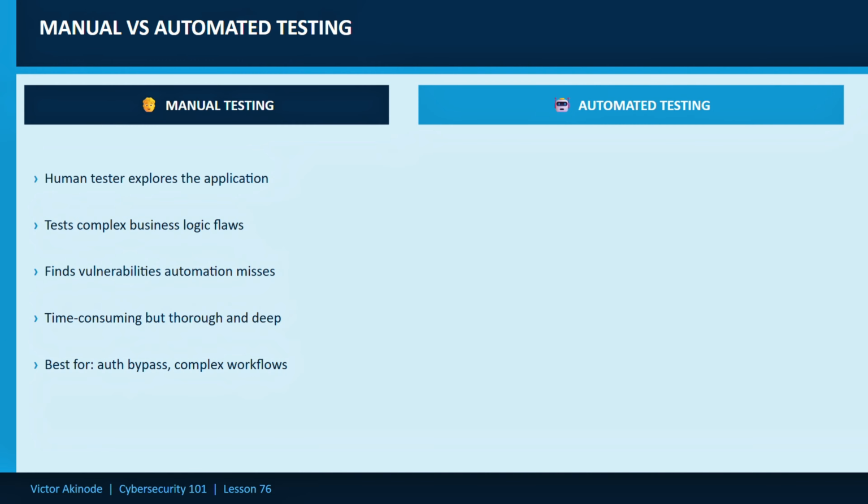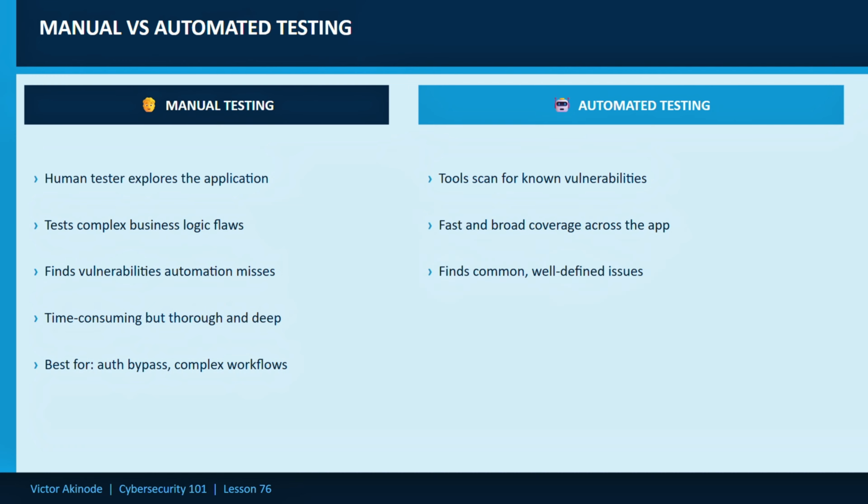Now let's come to automated testing. Automated testing uses tools to scan for known vulnerabilities. It is fast and it provides comprehensive coverage of common issues. It finds standard security issues quickly, but it misses business logic flaws that require understanding context. Also, it is best for SQL injection, XSS, and configuration issues.